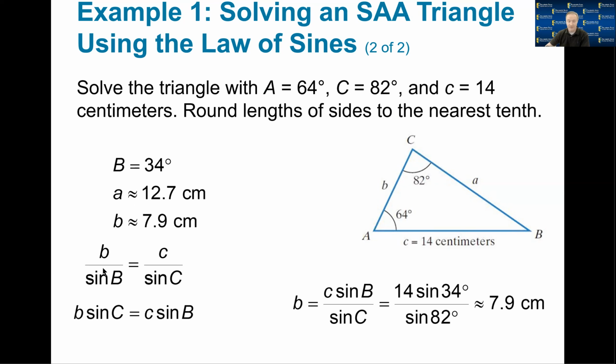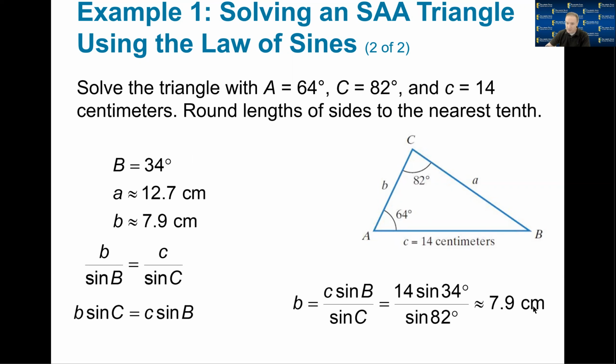Well, I can find side B on this slide because I can say, well, B over the sine of B is equal to C over the sine of C. Therefore, side B is equal to C sine B divided by sine C. That's what I have right here. And then I can say, once again, that's just going to be 14 times the sine of B, which we know is the sine of 34 degrees, divided by the sine of C, which is still the sine of 82. When you figure that out, you'll get your 7.9 centimeters.